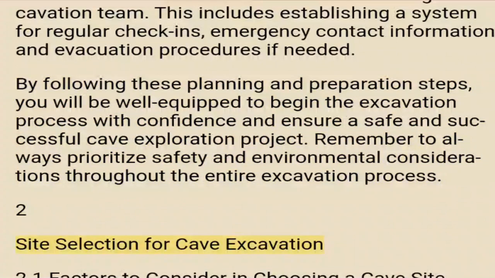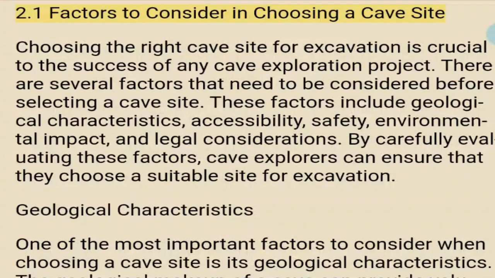2. Site selection for cave excavation. 2.1 Factors to consider in choosing a cave site. Choosing the right cave site for excavation is crucial to the success of any cave exploration project. There are several factors that need to be considered before selecting a cave site. These factors include geological characteristics, accessibility, safety, environmental impact, and legal considerations. By carefully evaluating these factors, cave explorers can ensure that they choose a suitable site for excavation.